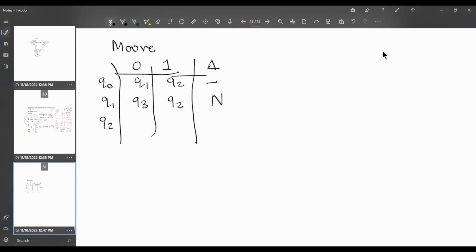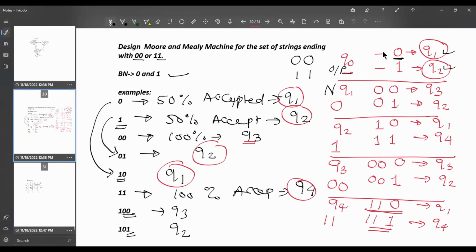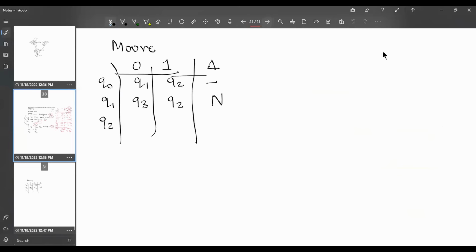Now we'll take Q2. What is the output? Q2 is 50% accepted, but it is not according to the requirements, so the output will be no.